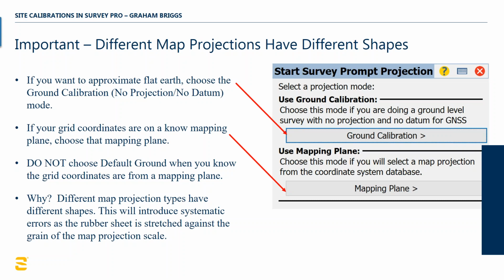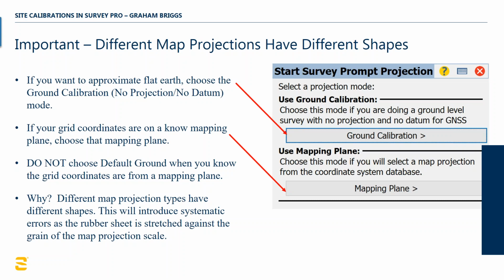But as Joe emphasized, if you know that the coordinates on the ground that you're trying to match to, maybe they're DOT's monuments, maybe they're NGS monuments, are given in a specific mapping plane, it is very important that you choose that mapping plane. You can still calibrate to those coordinates. The nature of the adjustment will just be proper in that case. And the reason it's important to choose the right mode is because different types of map projections have different shapes.